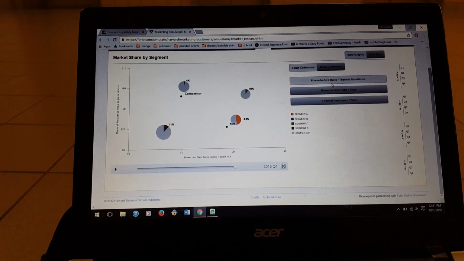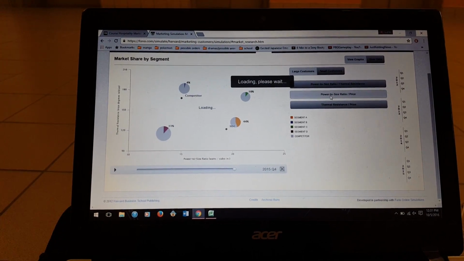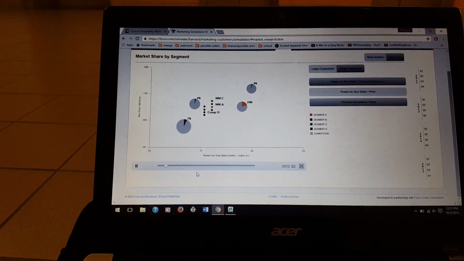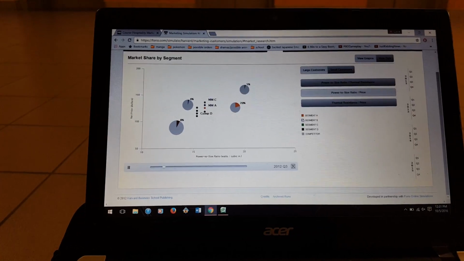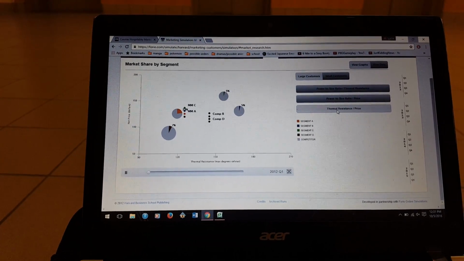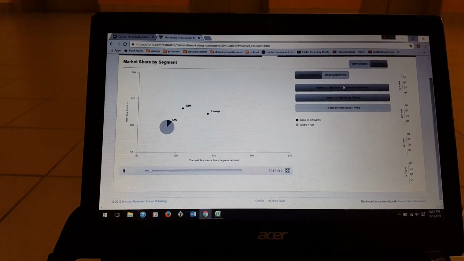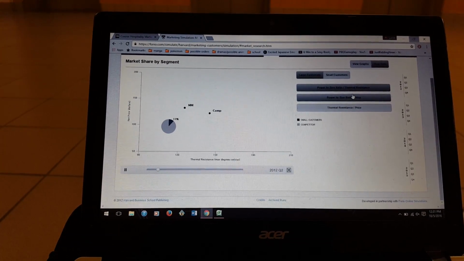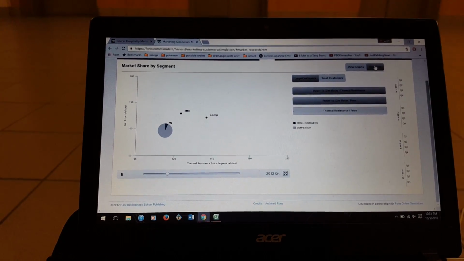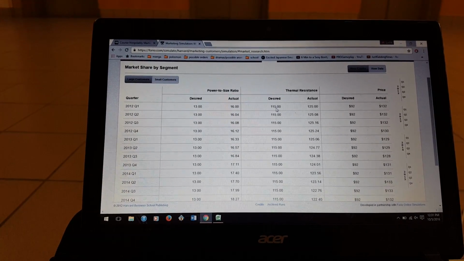Currently, we're looking at power to size ratio compared to thermal resistance with larger customers. You can also see power to size ratio to price. And again, down here, it's going to show you how it moves throughout the years. And then you can also see thermal resistance to price. You can also switch over to the small customers with this button. Same tabs over here, comparing the two products with price. And then also over here, you can view everything in data form, whereas power to size ratio, thermal with desired and actual prices.